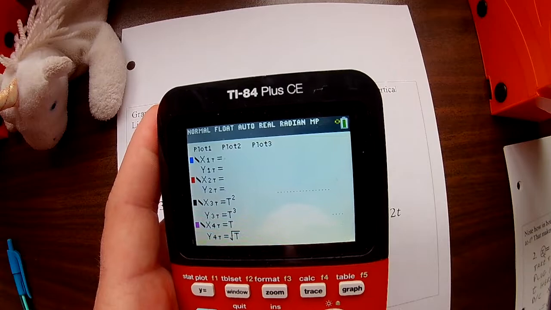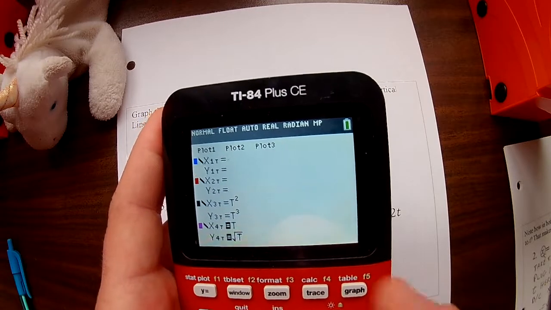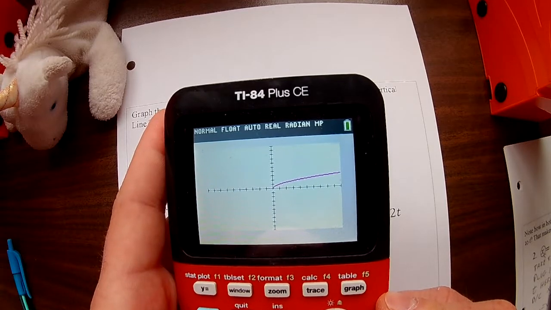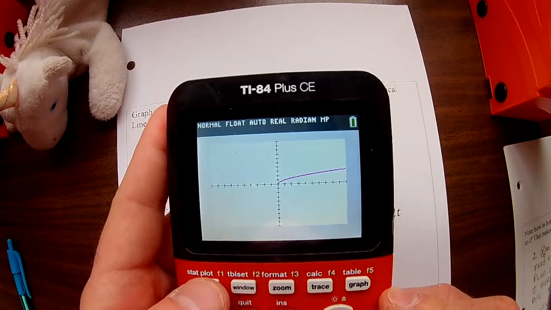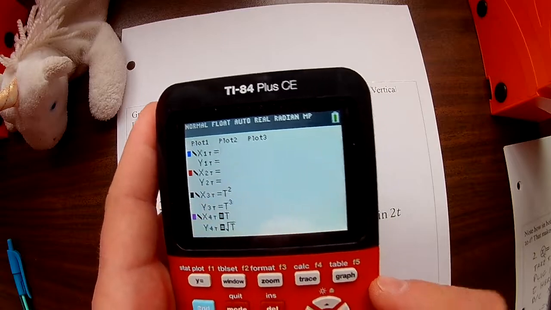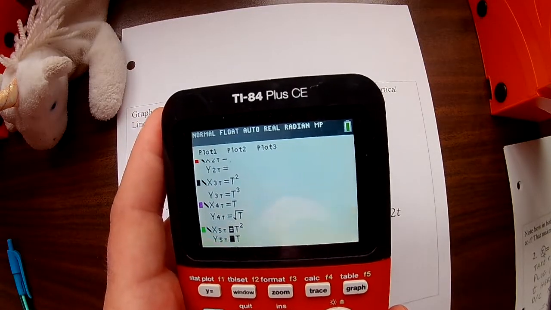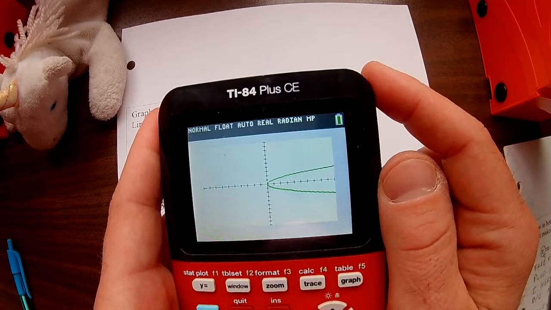Helps if I turn the next graph on. All right, x4. You can see because of that square root, we don't have any values before t equals 0, so that passes the vertical line test, like I told you. This bad boy, I think, is a sideways parabola.